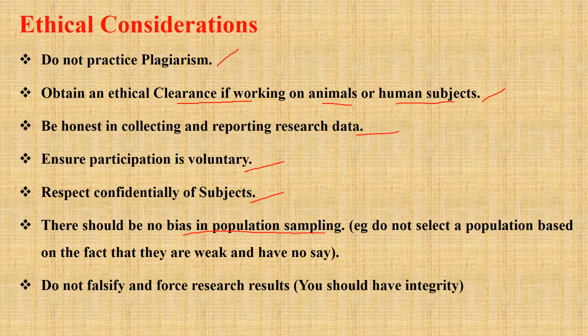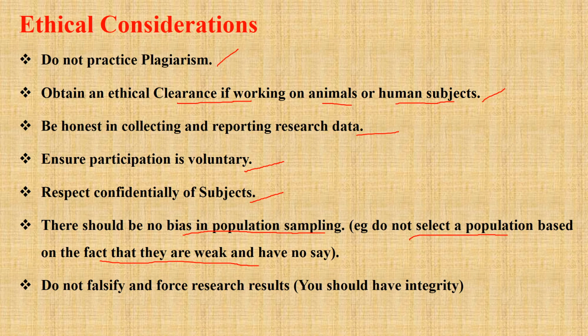Okay, there should be no bias in population sampling. So when enrolling your subject, there should be no bias. Okay, for instance, do not select a population based on the fact that they are weak and have no say. Okay, you should not do such a bias in your population sampling. It's not because you are a black that you should develop a sample and think that you will only test them on white people. Okay, that means that there is a bias in your idea. Okay, so it's not because you are a white that you should develop your vaccine and think that you only have to test it on black people.